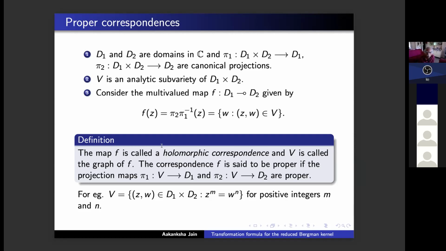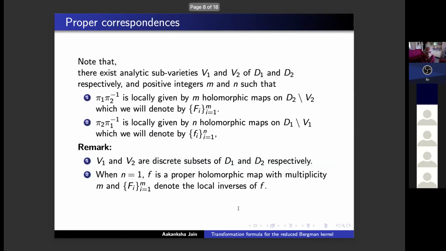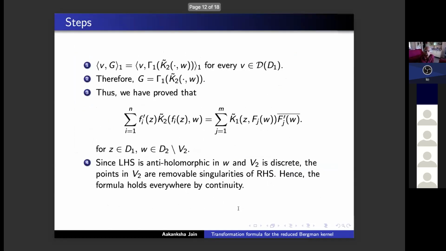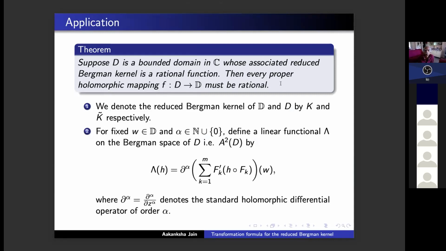Yeah. Thank you. I have a quick question. Is it okay? Yes, sir. Can you show that theorem you had about when the kernel is a rational function? This one. Yeah. I see. Are some of these domains also simply connected? No. So here D is any bounded domain in C. Yes. And so whose reduced Bergman kernel is a rational function?